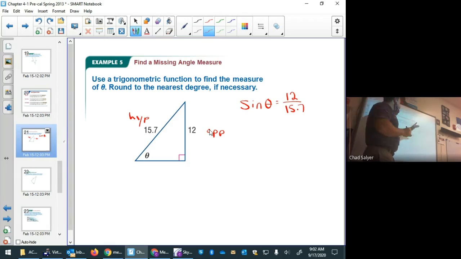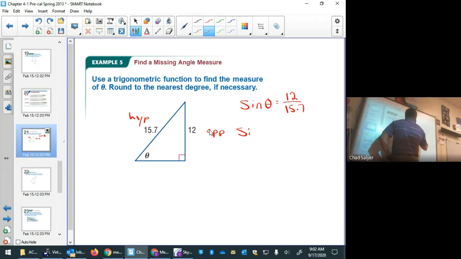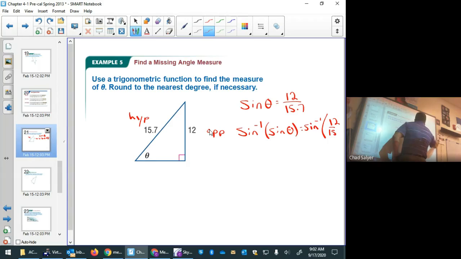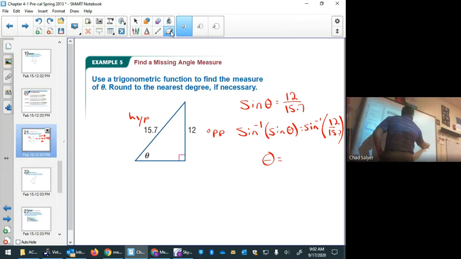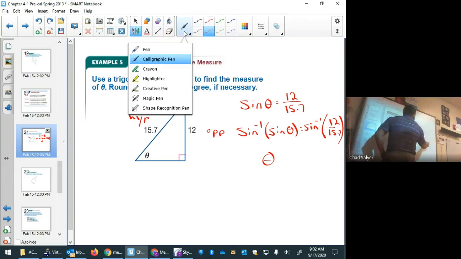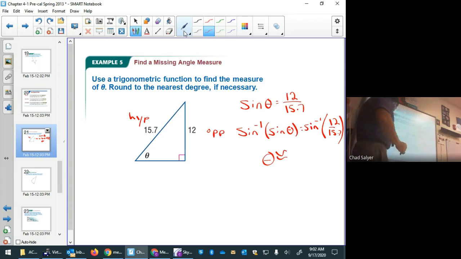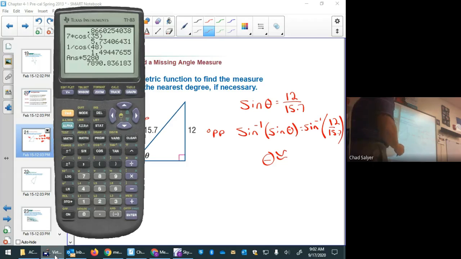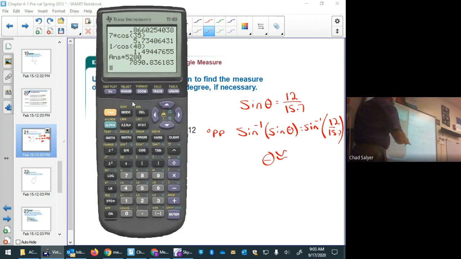Now, I don't want the sine of theta, I want theta. So if I take the sine inverse of both sides, this is going to be just theta. And we'll approximate that value with a decimal. Seems like we covered a lot of stuff today, man.